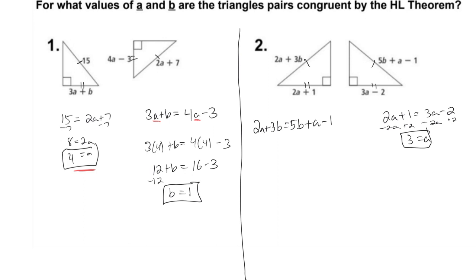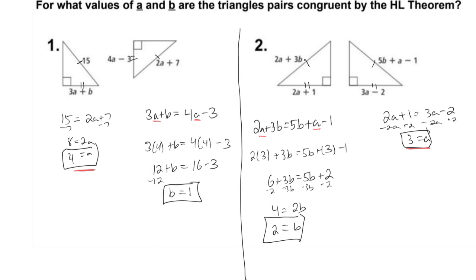And then I need to substitute this 3 for A here and here. So 2 times 3 plus 3B equals 5B plus 3 minus 1. So I get 6 plus 3B equals 5B plus 2. And then I'm going to subtract 3B over and minus 2 over. So we get 4 equals 2B. Therefore, divide by 2, B is equal to 2. And that's it. All right, that's it for the HL theorem.